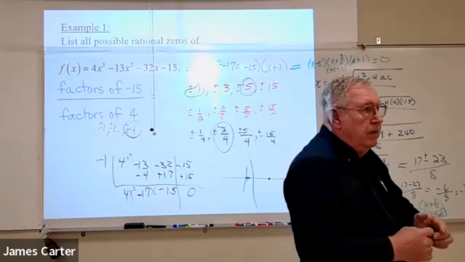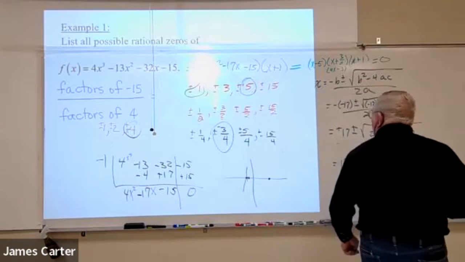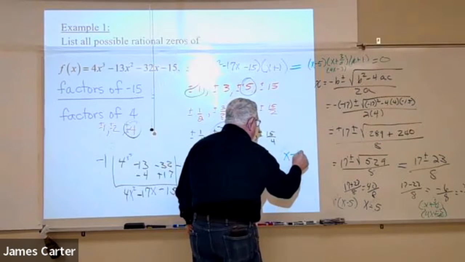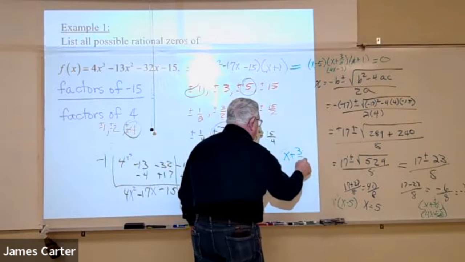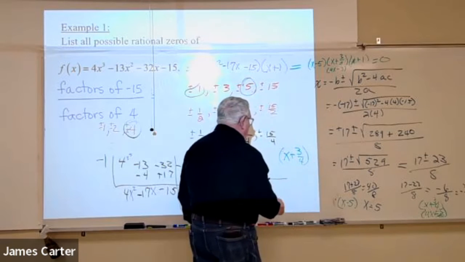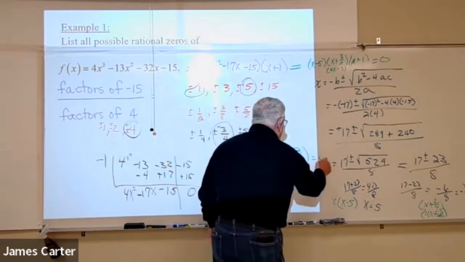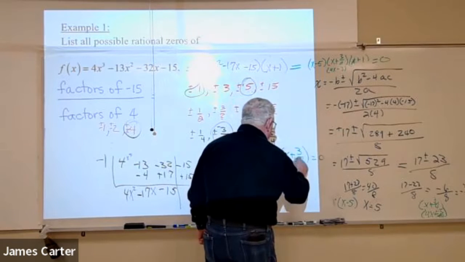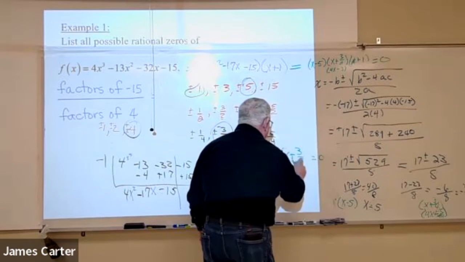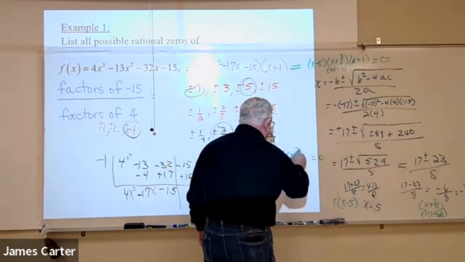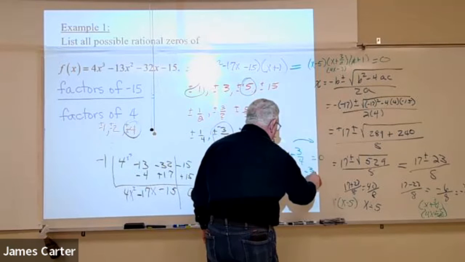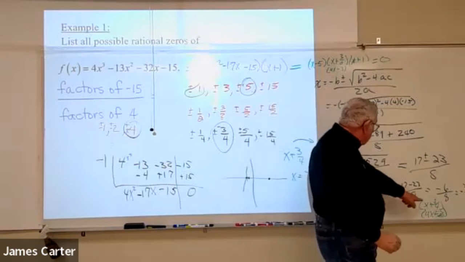I think you get the 4x. I'll go over here. X, you understand the x plus 3/4. Okay? If this equals 0, then if I take that 3/4 over to the other side, I would get x equals negative 3/4, which is what we had here.